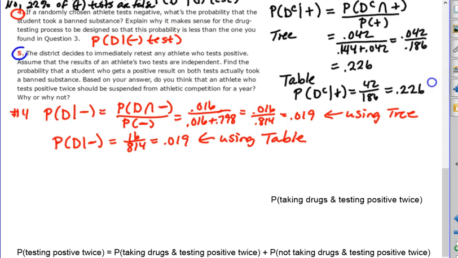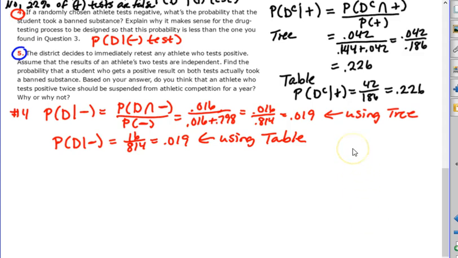Okay, one more. The district decides to immediately retest any athlete who tests positive. Assume that the results of an athlete's 2 tests are independent. Find the probability that a student who gets a positive result on both tests actually took a banned substance. Based on your answer, do you think that an athlete who tests positive twice should be suspended from athletic competition for a year? Why or why not?